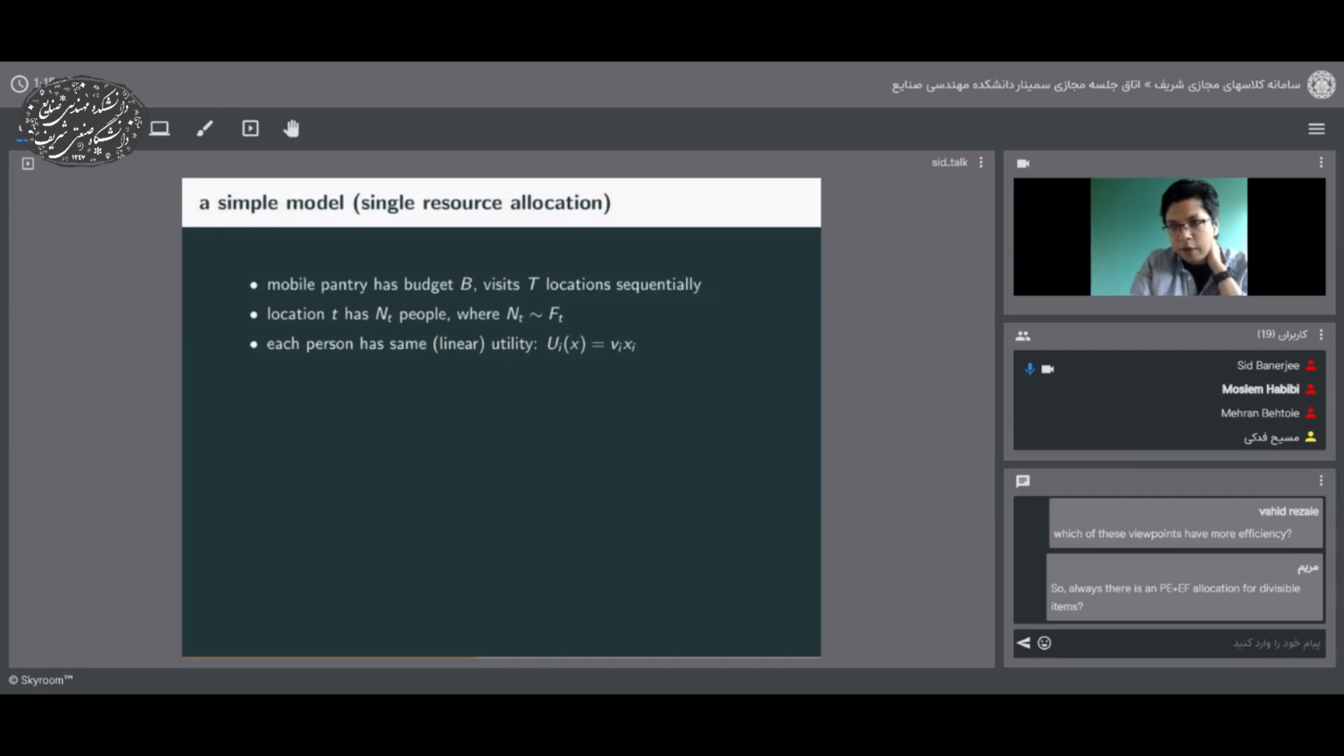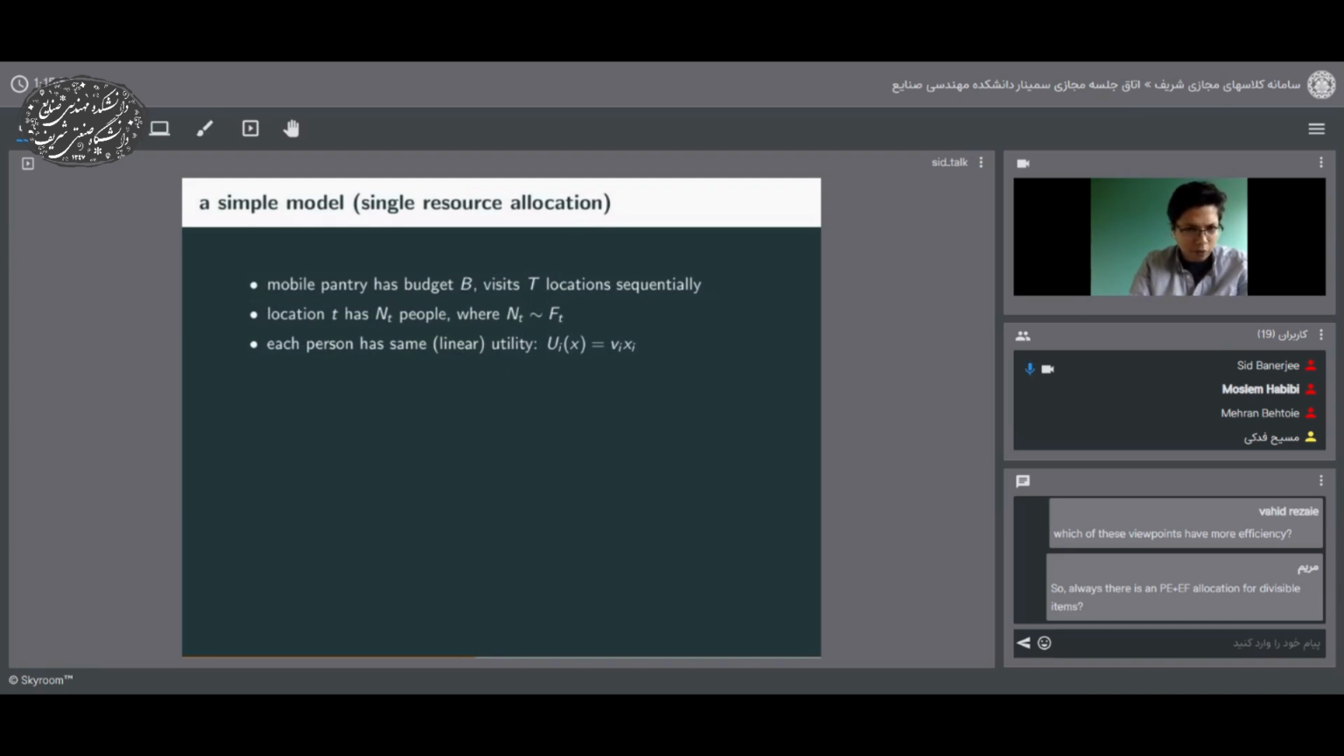And in each location, they go there and see how many people have showed up. Usually the mobile pantry says that we'll be coming at 11:30 or 1:30 or whatever, but they don't know how many people will show up on each day at each place. They have some historical data, but they don't know the exact amount. So there's some number N_t of people who show up in location t, but this is a random variable drawn from some distribution F_t.